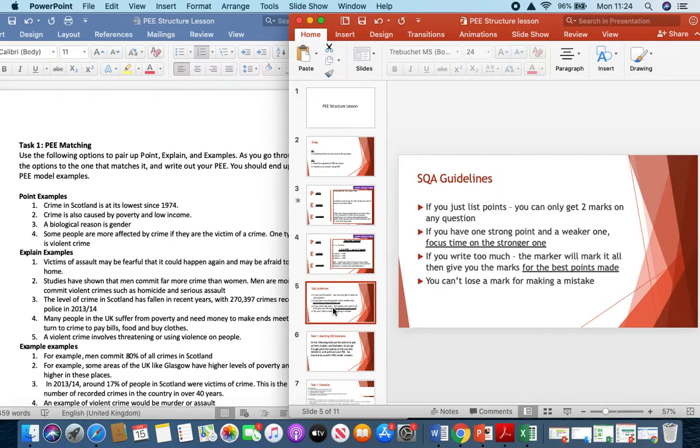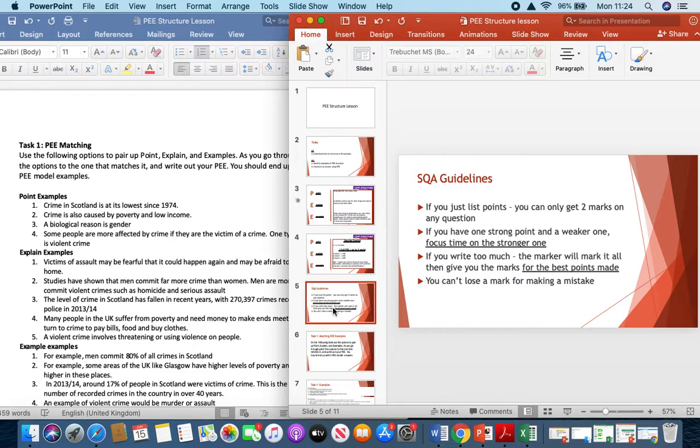Here's SQA guidelines. If you just list points, if you only do the first part, you can only get 2 marks on a question. It doesn't matter how good your points are, you only get 2 marks. That's where I keep sending back feedback: make sure that you get your point really specific and make it a strong one, because that's worth the mark.